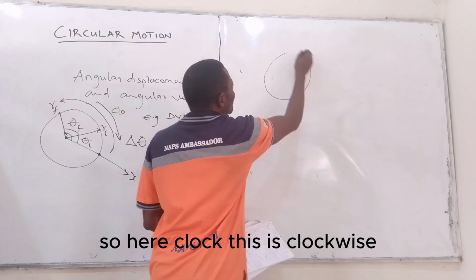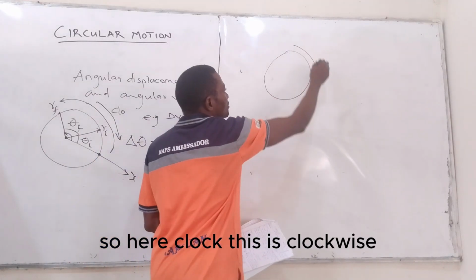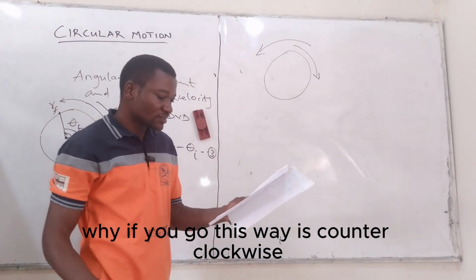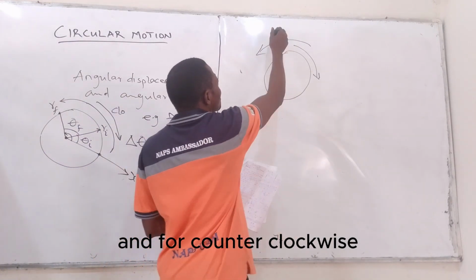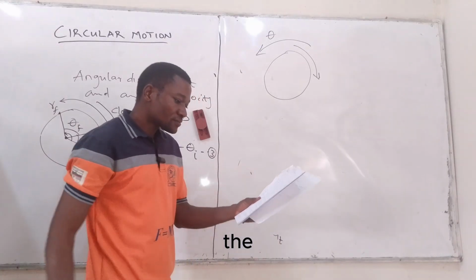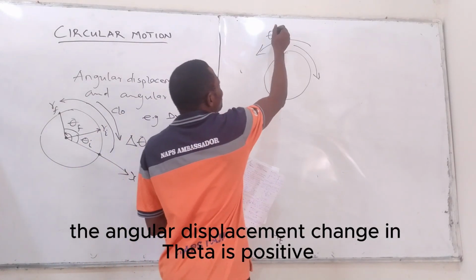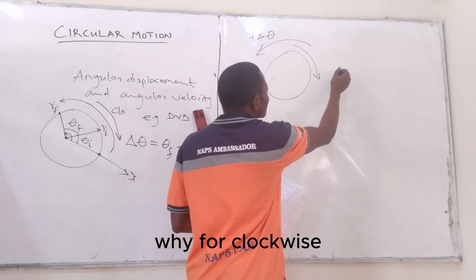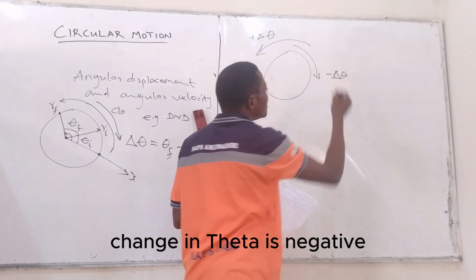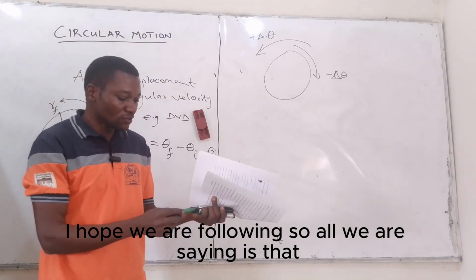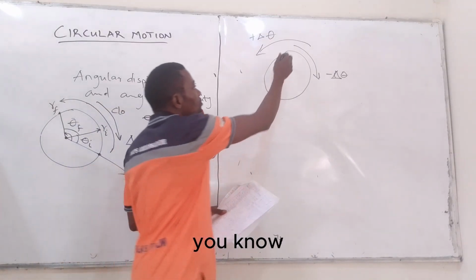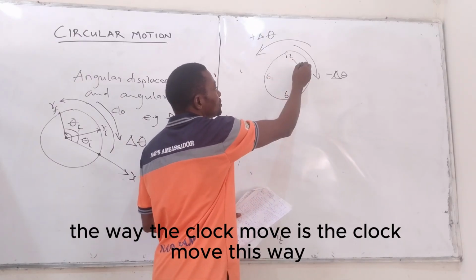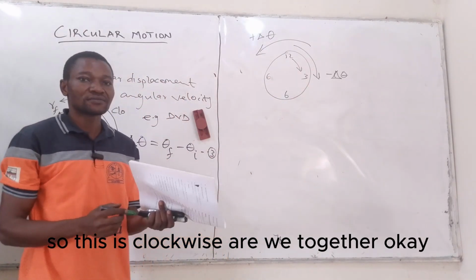So here, this is clockwise. If you go this way, it is counterclockwise. And for counterclockwise, the angular displacement, change in theta, is positive, while for clockwise, change in theta is negative. I hope we are following. All we are saying is that the way the clock moves is this way. So this is clockwise. Are we together?